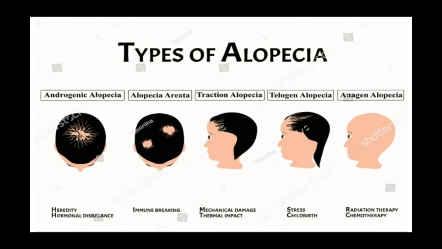Traction alopecia. It occurs due to mechanical damage and thermal impact, which leads to traction alopecia. You can see the frontal portion hairs start showing hair loss. In case of telogen alopecia, this is caused in females due to stress, and it happens mostly in females after childbirth. Next, anagen alopecia. This alopecia is caused due to radiation therapy and chemotherapy. We know during cancer treatment, the patient undergoes radiation and chemotherapy, which leads to anagen alopecia, complete hair loss.